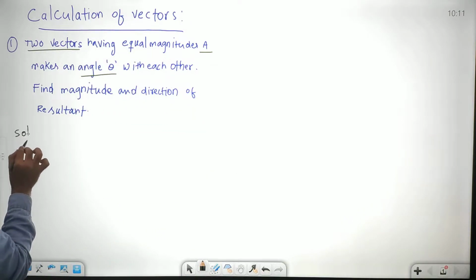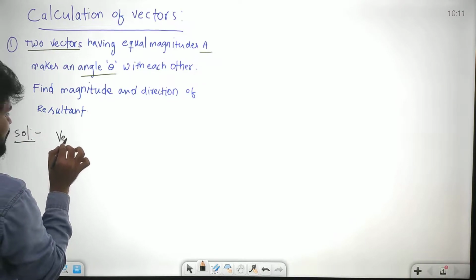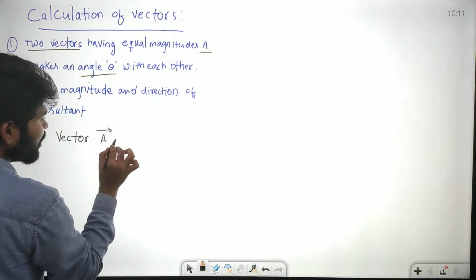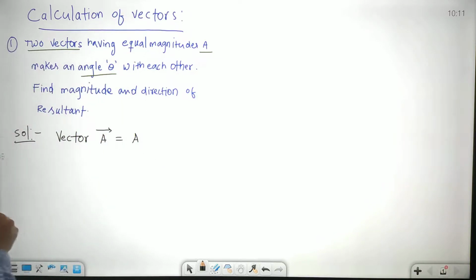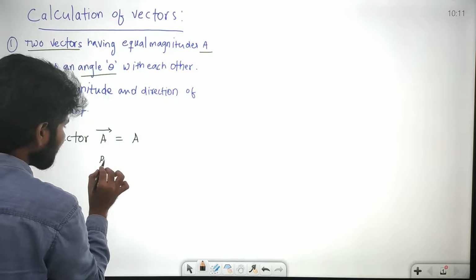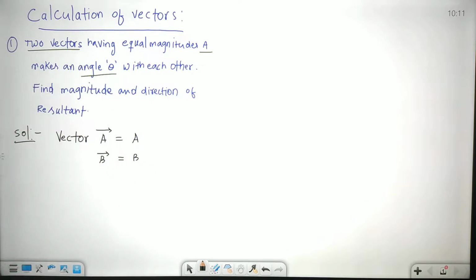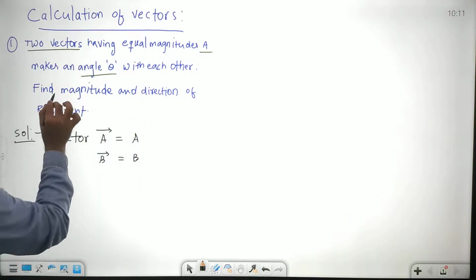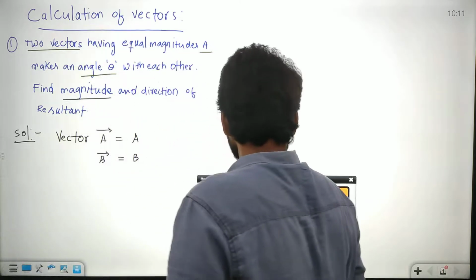Solution. Vectors: consider vector A bar has magnitude A, and take another vector B bar has magnitude B. Okay, what do we need to find? Magnitude. We already discussed it.